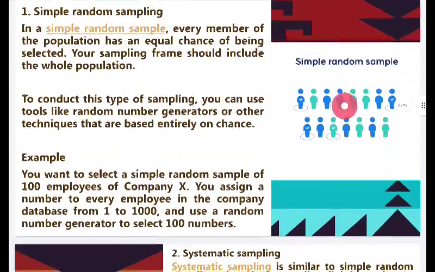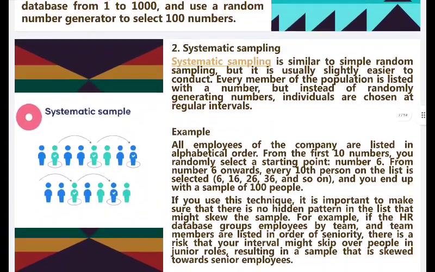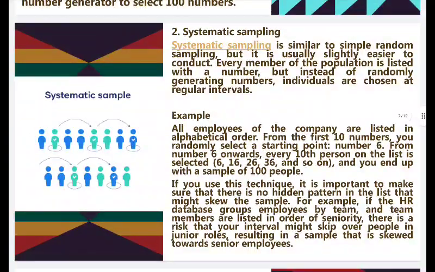So, it's like this. Next, we move on naman to systematic sampling. It's similar to simple random sampling, but it is usually slightly easier to conduct. Every member of the population is listed with a number, but instead of randomly generating numbers, individuals are chosen at regular intervals. Meron po interval, katulad nito. After dalawa naman, so like that. Pili ka na naman. So, ganon.